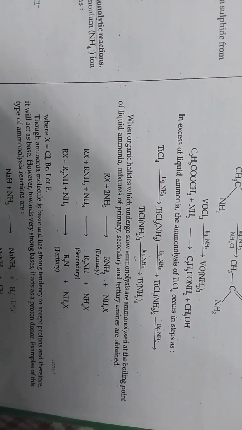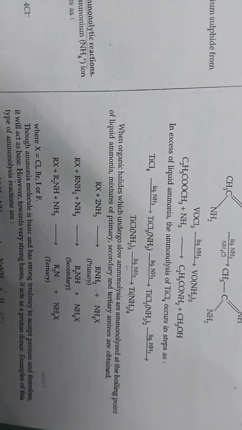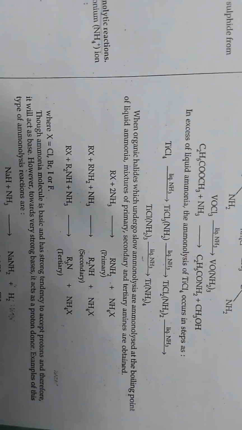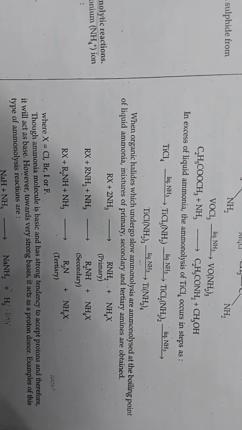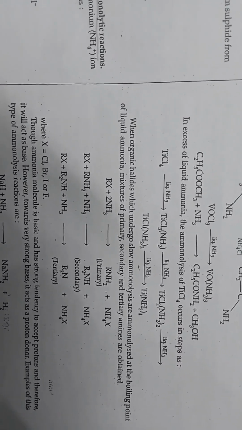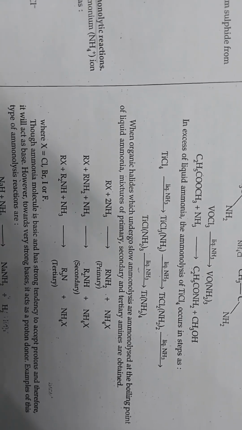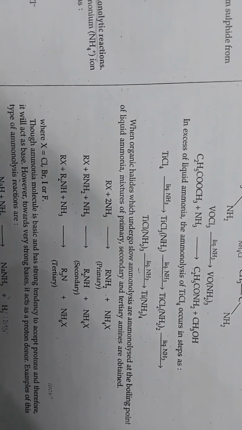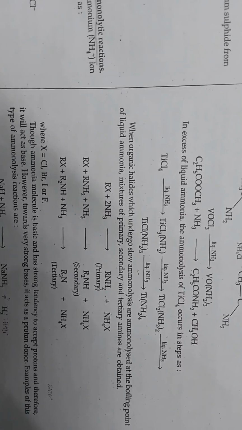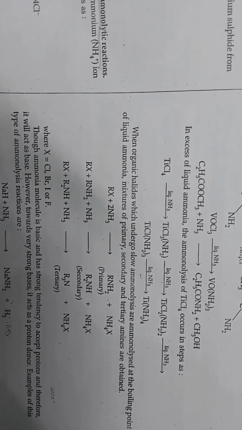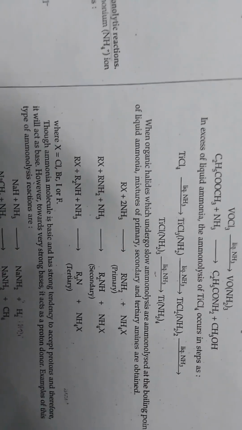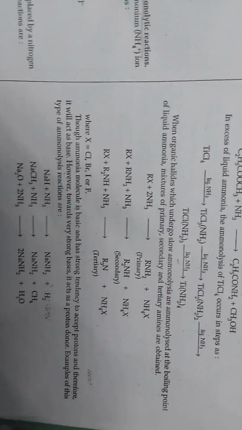In excess of liquid ammonia, the ammonolysis of TiCl4 occurs in steps as: TiCl4 in liquid NH3 gives TiCl3NH2. In liquid NH3 it gives TiCl2(NH2)2. In liquid NH3 it gives TiCl(NH2)3. In liquid NH3 it gives Ti(NH2)4.